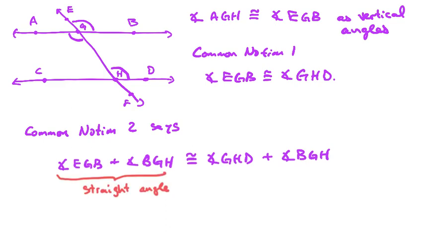But we can see that EGB plus our angle BGH is going to give us a straight angle. And so that means that our interior angles on the same side of the transversal, BGH plus GHD, are going to be straight angles. Hence they are supplementary, as was to be shown.